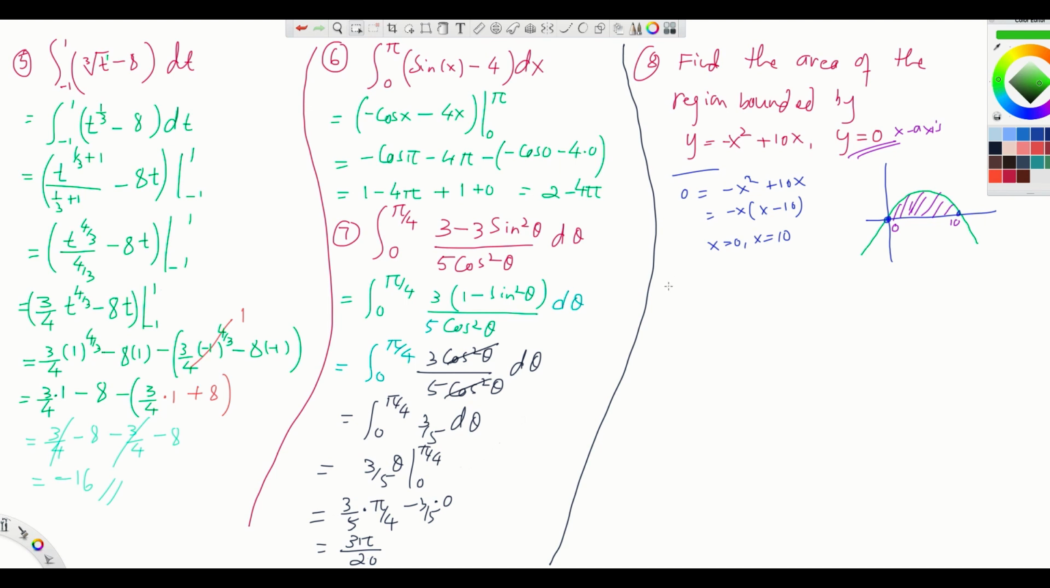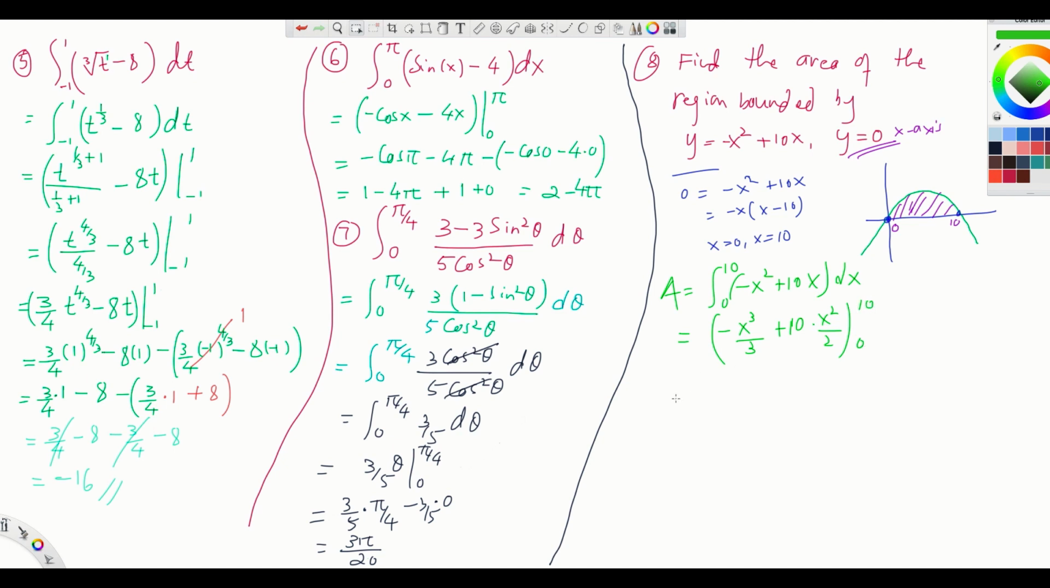Okay guys, so the area is, you write the integral from 0 to 10, x runs from 0 to 10, and then the function, right? What is the function? Negative x squared plus 10x, and then there is dx. Now find the integral there. You get negative x to the third over 3 plus 10 times x squared over 2, right? That's what you get. And then what are the limits? The limits are 0 to 10.